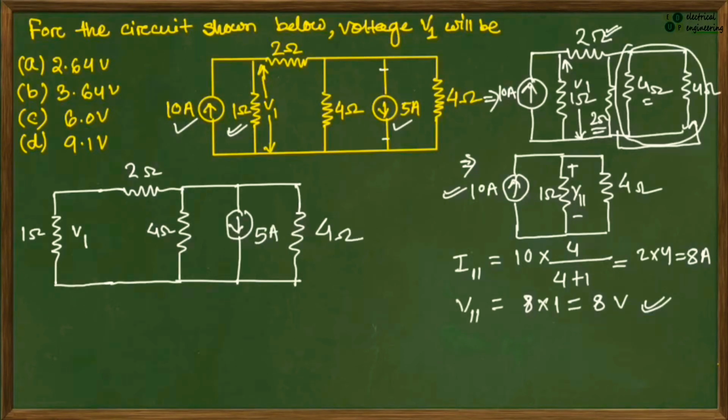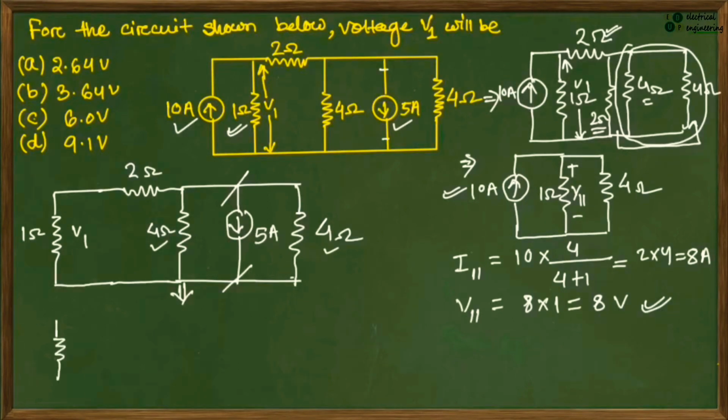Here the 4 ohm and the other 4 ohm are connected in parallel. Why? Because they are connected across the same two points. So their equivalent will be 4 by 2 equal to 2. So this is 2. Now let me redraw the circuit.